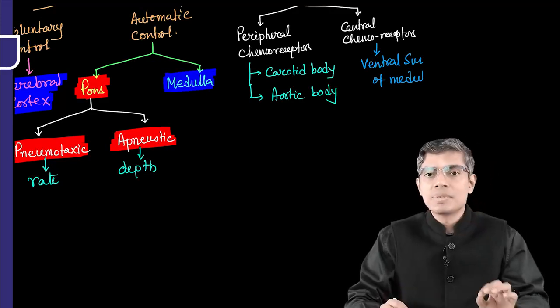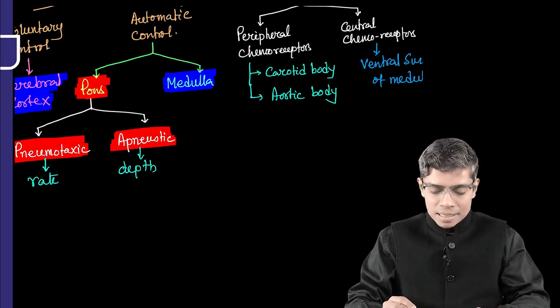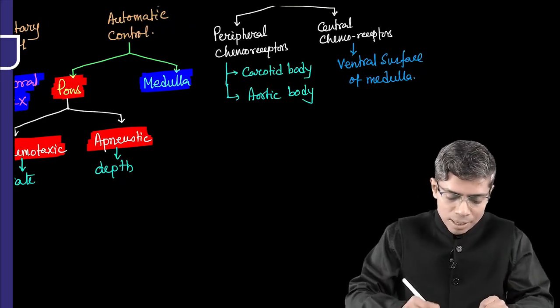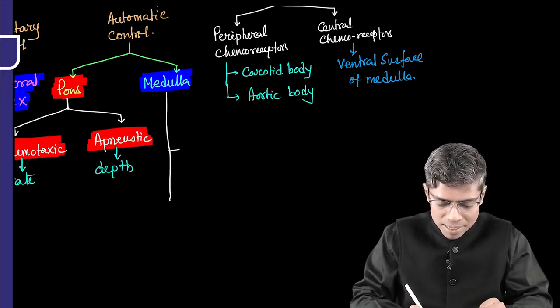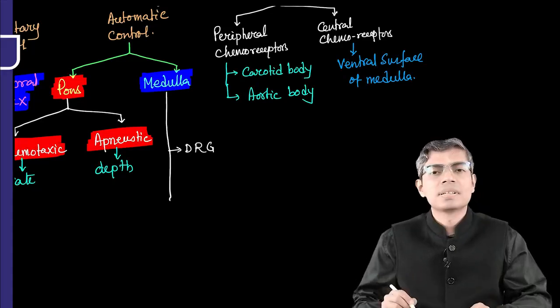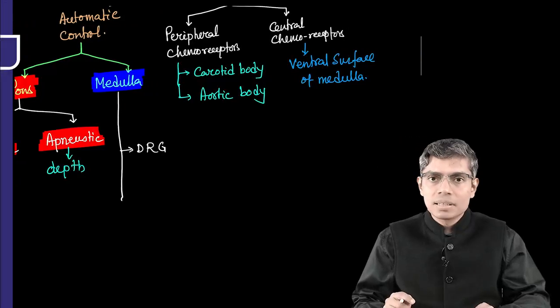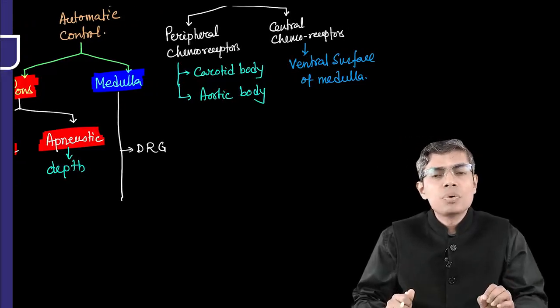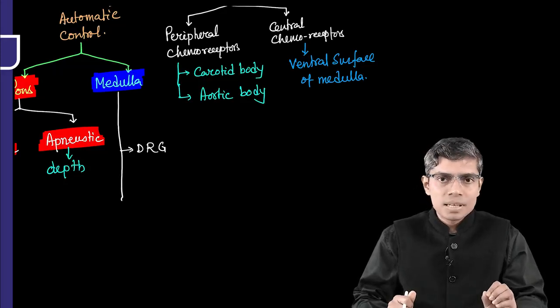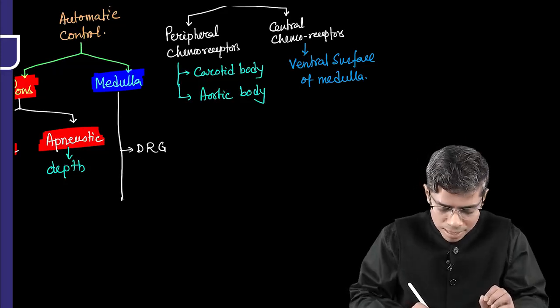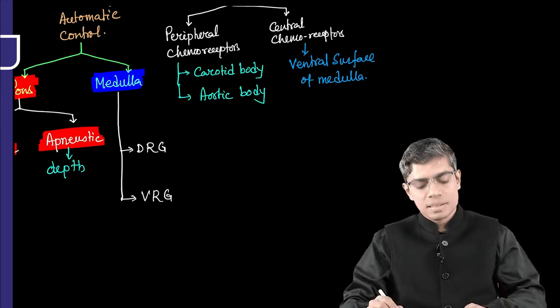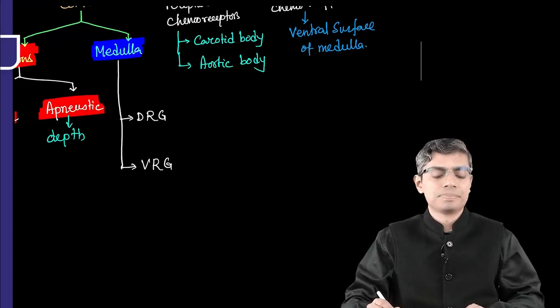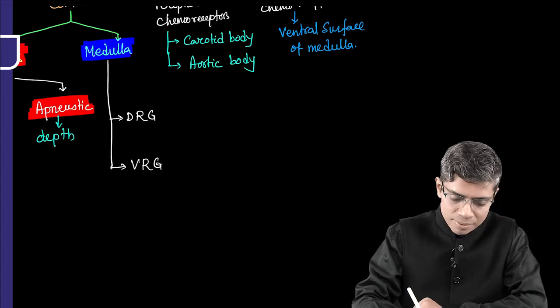Your answer will obviously be medulla. But if you look at the level of medulla, you have to remember another two important areas. One is the DRG, that is the dorsal respiratory group of neurons, and the second one is the VRG, the ventral respiratory group of neurons. Now you have to be careful here.